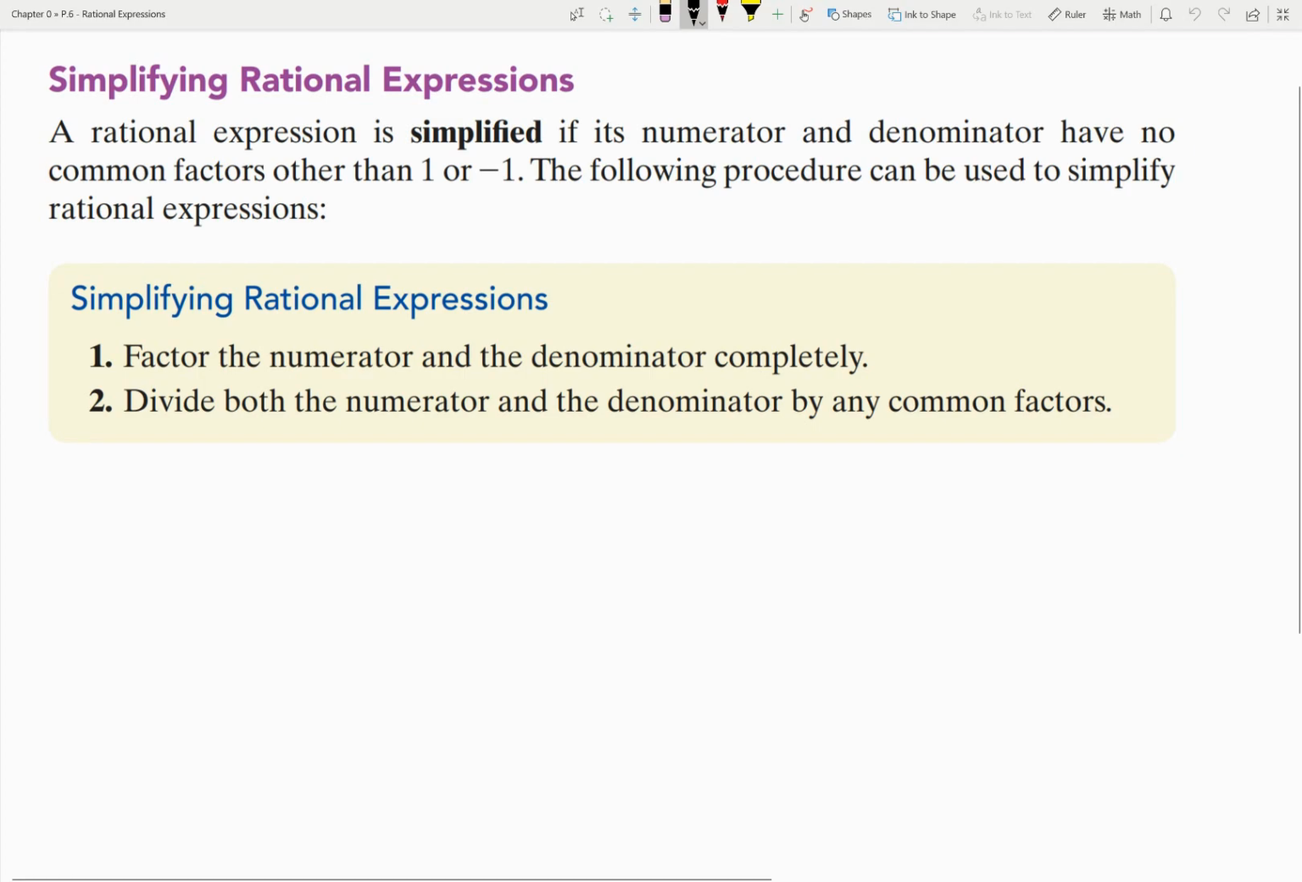When we go about simplifying a rational expression, it's simplified if its numerator and its denominator have no common factors other than 1 and negative 1. You can use the procedure in the yellow box to simplify a rational expression. First, we factor, and then divide both the numerator and the denominator by any common factors, so we just cancel them out.